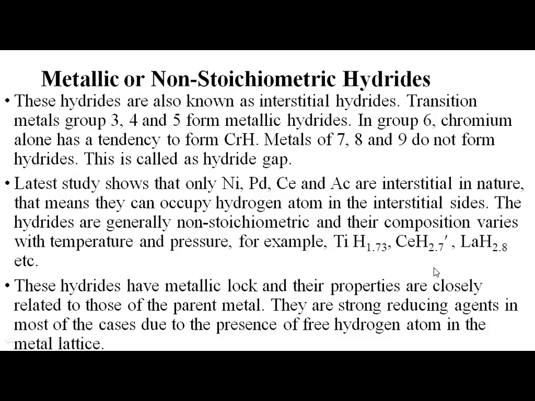Metallic hydrides can be used to store hydrogen, especially in cars working on fuel cells. These hydrides have metallic luster and their properties are closely related to those of the parent metal. They are strong reducing agents in most cases due to the presence of free hydrogen in the metal lattice. Therefore, they are very strong reducing agents. So this is about metallic hydrides.